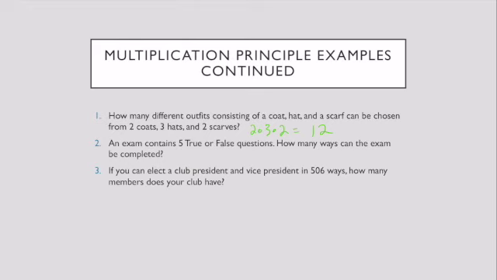Okay, next, an exam contains 5 true or false questions. How many ways can the exam be completed? So think about it as how many choices do I have for my first answer? I can have true or false, right? That's 2. I have 2 choices for my first answer, true or false. I then have 2 choices for each answer after that. So it's going to be 2 to the 5th, which is 2 times 2 times 2 times 2 times 2, which is 32.